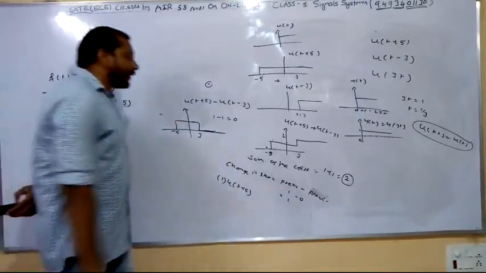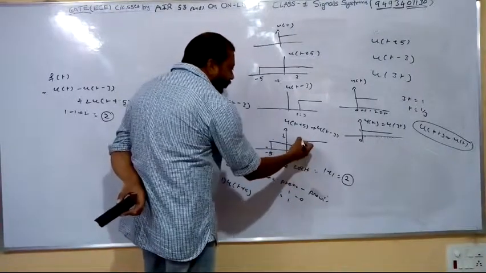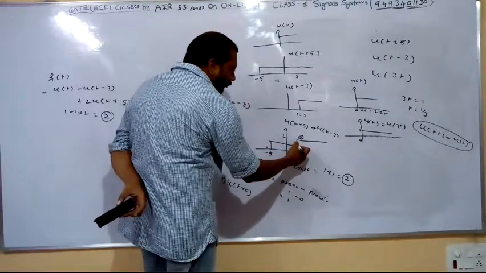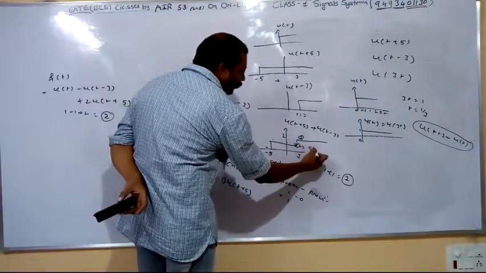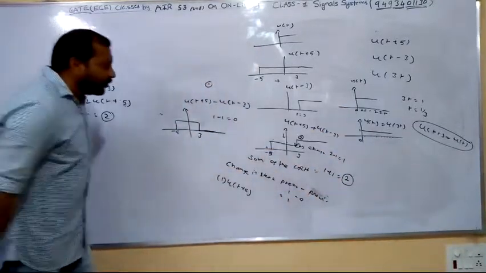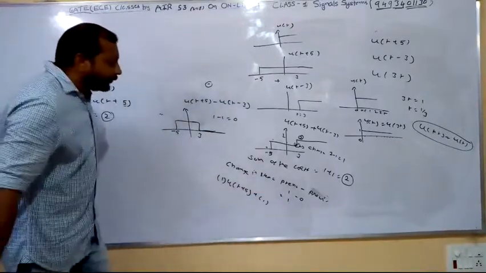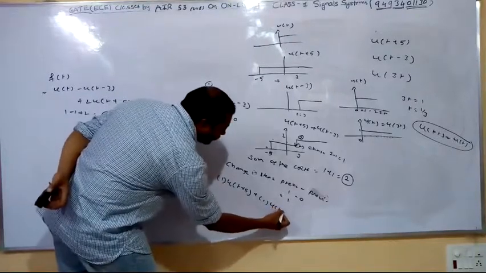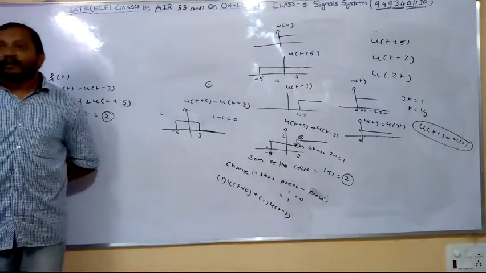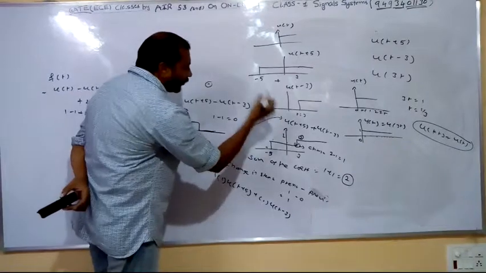Then again at t equal to 3, some change was there. The present step value is equal to 2, and the previous value is equal to 1. So the change at the instant t equal to 3 is 2 minus 1, which is equal to 1. So we can write the change in step at t equal to 3 as 1 into u of t minus 3. This is the way of writing the expression in the form of steps from the given sketch. So the expression is u of t plus 5 plus u of t minus 3.